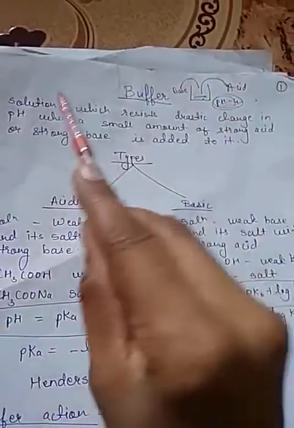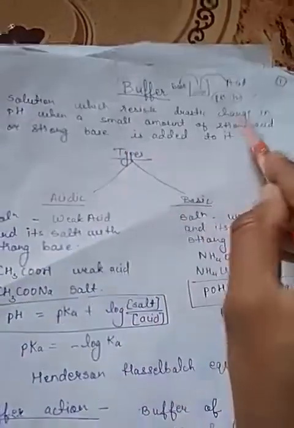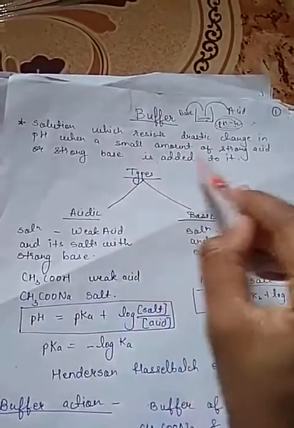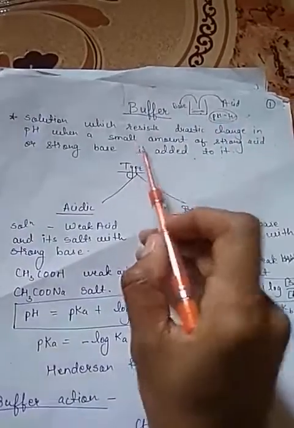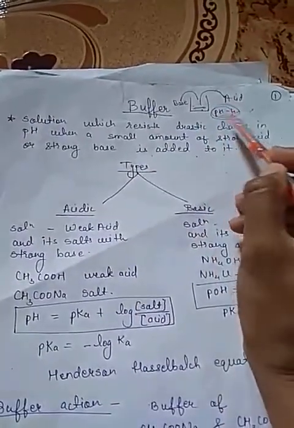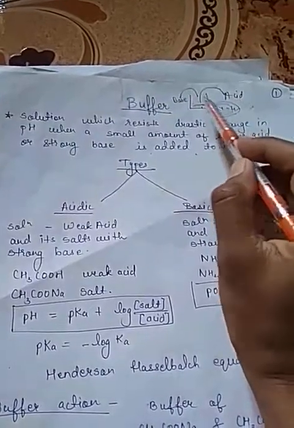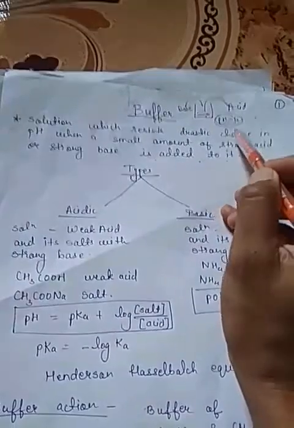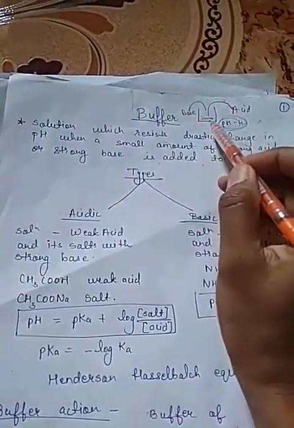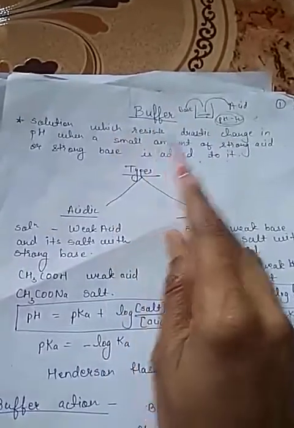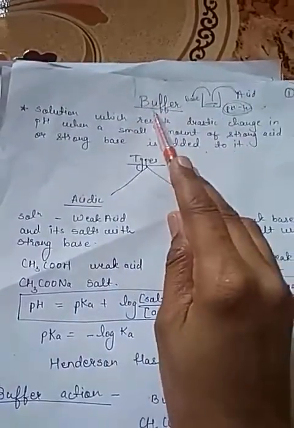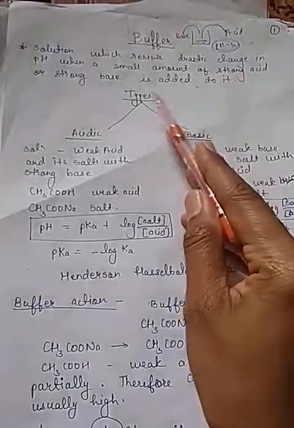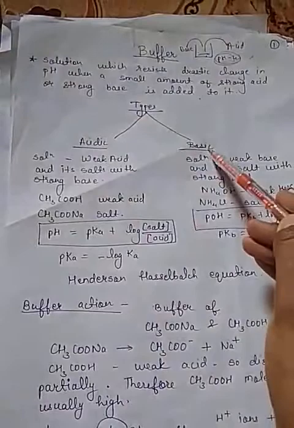So what is a buffer? It is a solution which resists drastic change in pH when a small amount of strong acid or strong base is added to it. So if the pH is 4, even though I add strong acid or strong base, the buffer solution will resist this change in pH. Such solutions which resist the change in pH are known as buffer solutions. Now, buffers are of different types. There are acidic buffers and basic buffers.